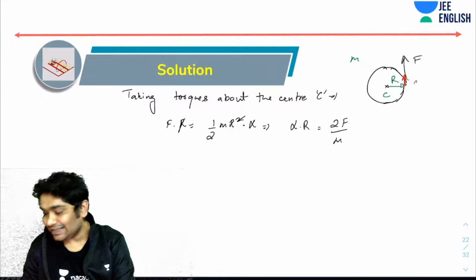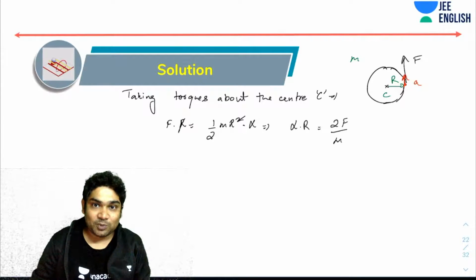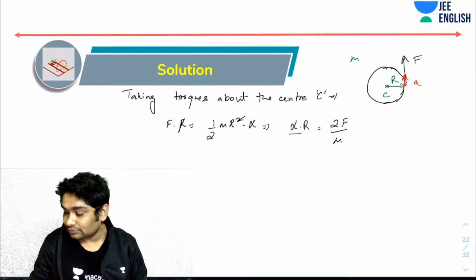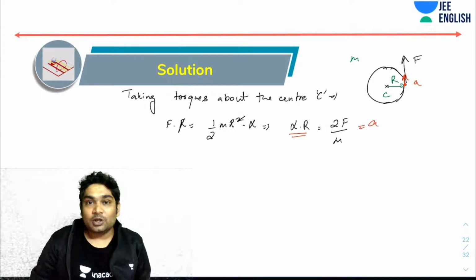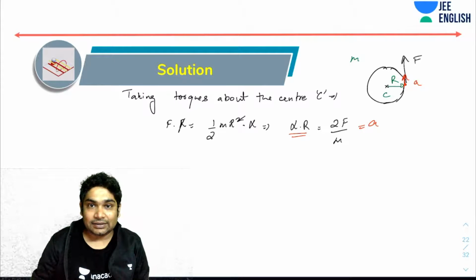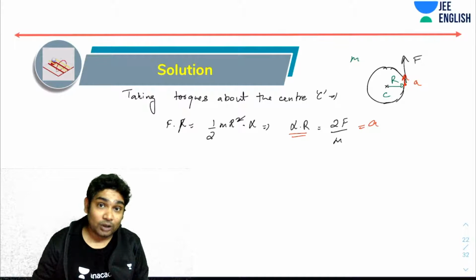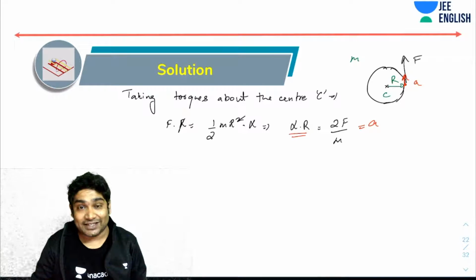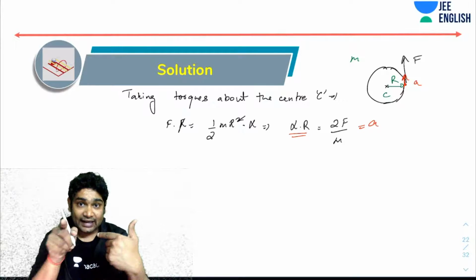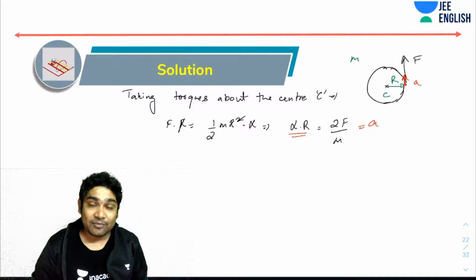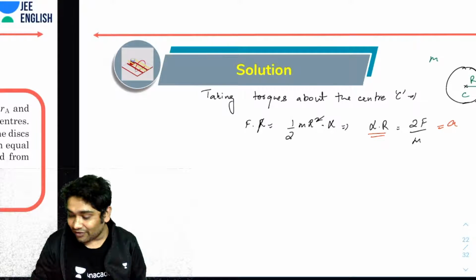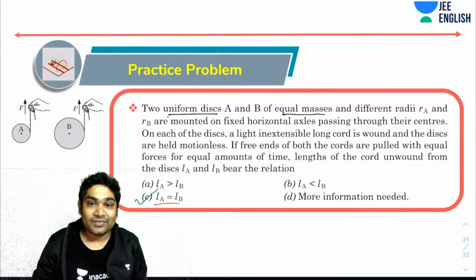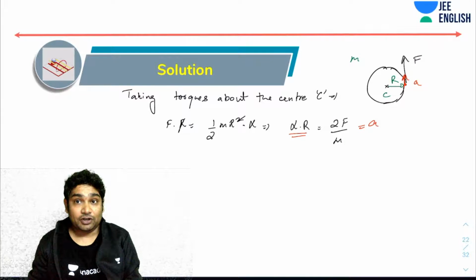Now you realize the acceleration of this point: if this point has an acceleration A, then the acceleration of the edge is in fact alpha R. So you realize the acceleration of the end point is independent of the radius. It depends only on the force and on the mass. Since the same force was applied on both the discs and both discs have the same mass, the acceleration of the edge is always the same, because of which the answer would in fact be C. Okay, I hope you guys followed this.